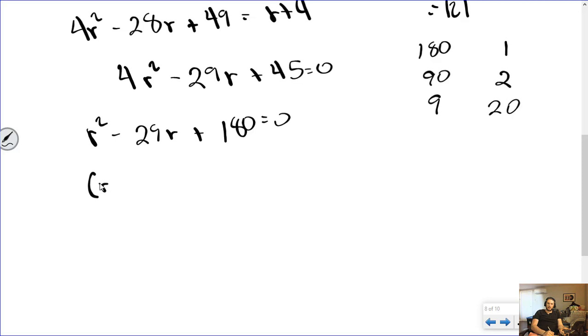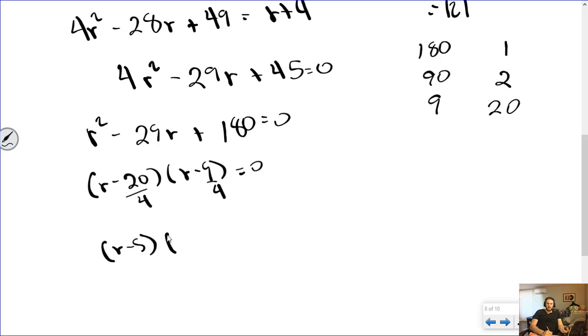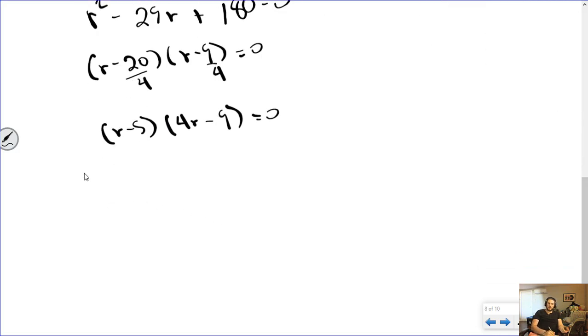So I get r minus 20 and r minus 9 is equal to 0. But we did slide and divide, so now that I've done this part, I have to go back and divide by the same thing I slid. So I get r minus 5 and 4r minus 9 is going to be equal to 0. So then my answers here are r is 5 or r is 9 over 4.